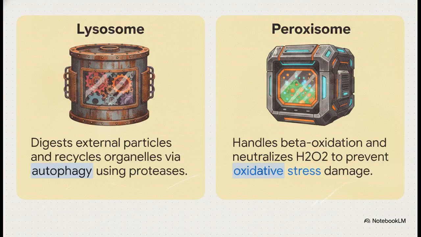And when it comes to waste management, examiners absolutely love to test your ability to distinguish between these two specific cleanup crews. Lysosomes act like the factory's recycling center. They use acidic conditions and enzymes like proteases to digest old organelles through autophagy. Peroxisomes, on the flip side, handle the chemical hazards. They perform beta-oxidation of fatty acids, and they neutralize dangerous hydrogen peroxide using a very specific enzyme called catalase.